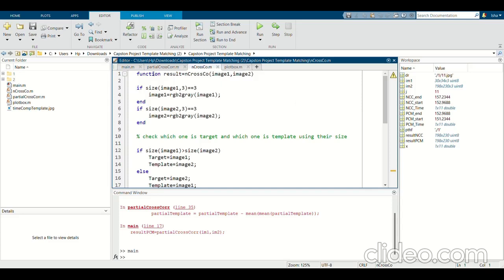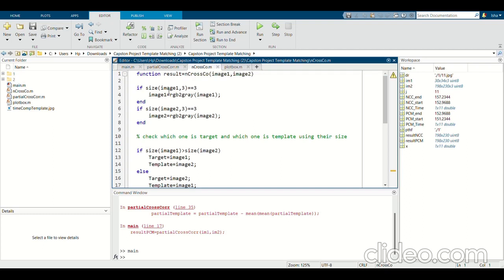Here we have made three functions and one main file. These are the function files: partial cross correlation, normalized cross correlation, that is represented here by n cross co, and plotworks, which is just plotting or making a square around that template that we have found in that image.